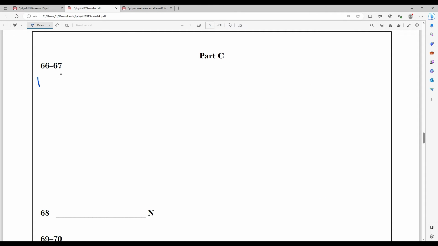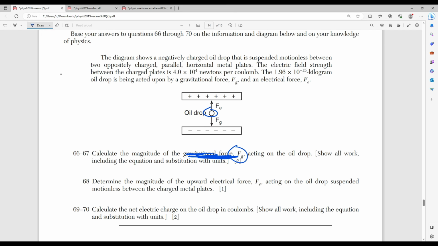So literally, we're going to write that g is equal to F g over m. We're going to rewrite this as F g is equal to g times m, because they're asking us for the force of gravity.